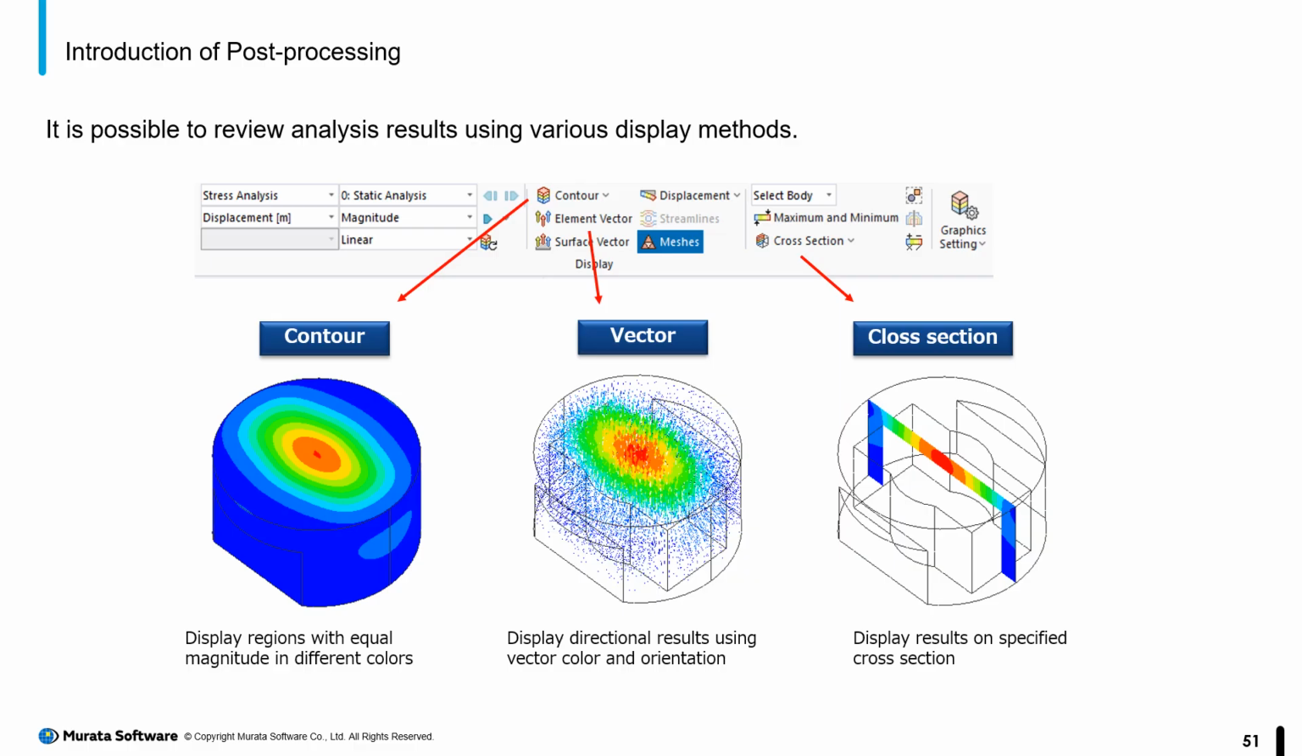From the orientation of the displacement vectors in the central area, it is clear that upward displacement is occurring at that point. Finally, we have a cross-section view. This allows for displaying contour plots or vector plots at specified cross-sections. In this cross-section view, you can see the contour plot of displacement at that section.